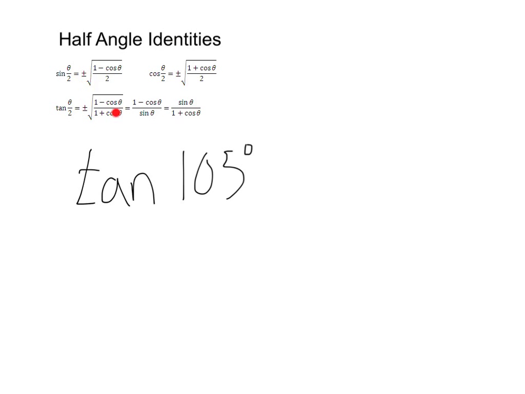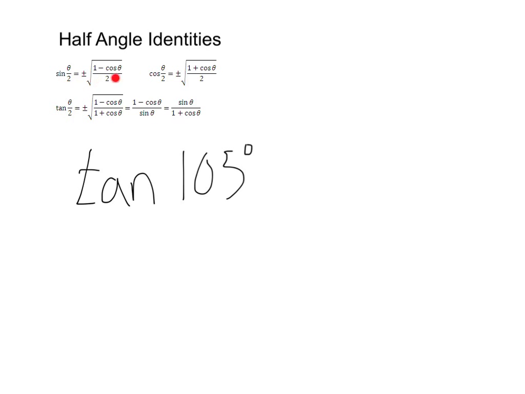The half-angle identities are going to serve as useful tools in helping us to further evaluate trig expressions. And the half-angles just involve trig expressions with half of an angle. As you can see, sine theta over 2, that's half of an angle. Tangent theta over 2, that's half of the angle.